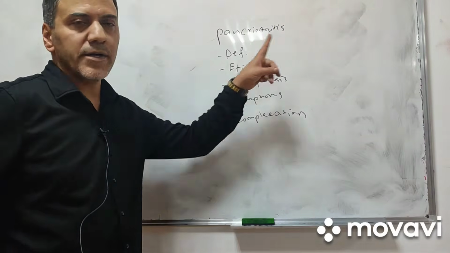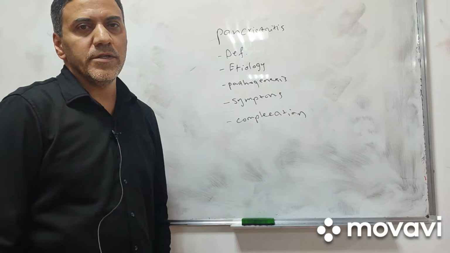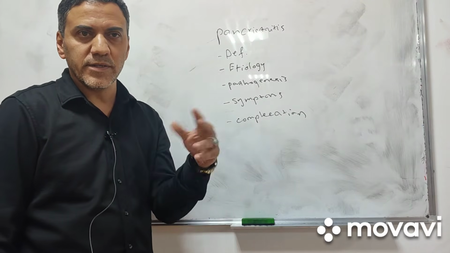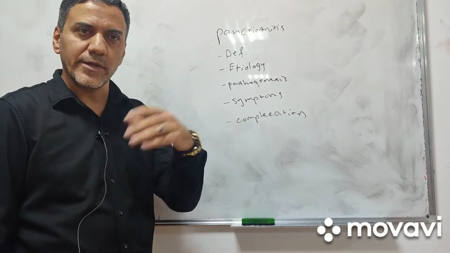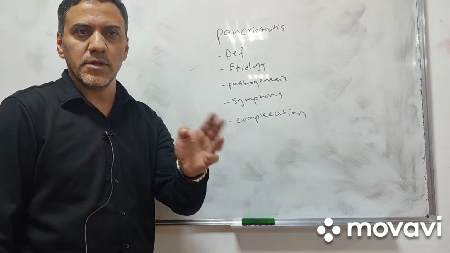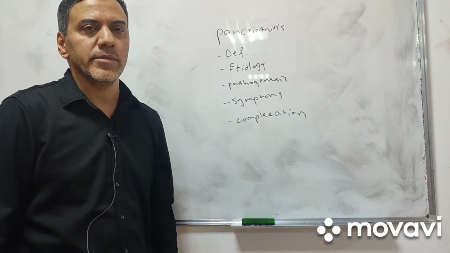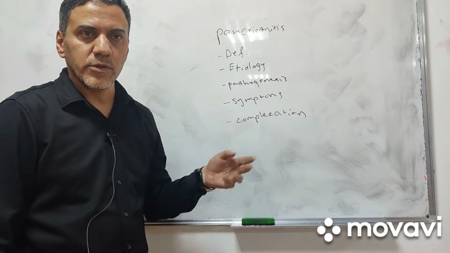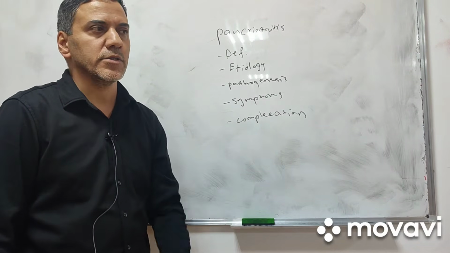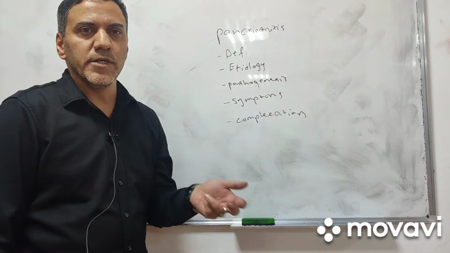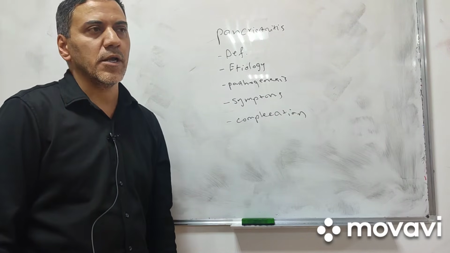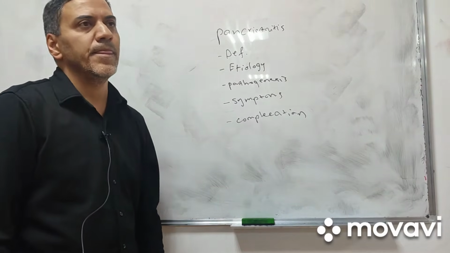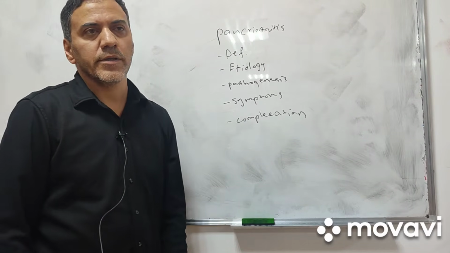Pancreatitis is the inflammation of the pancreas. We know that the pancreas is divided into two parts inside, endocrine and exocrine. The endocrine part has beta and alpha cells, which secrete insulin and glucagon. The exocrine part secretes pancreatic juice, which contains lipase, phospholipase, alpha amylase, peptidase, trypsin, and chymotrypsin.